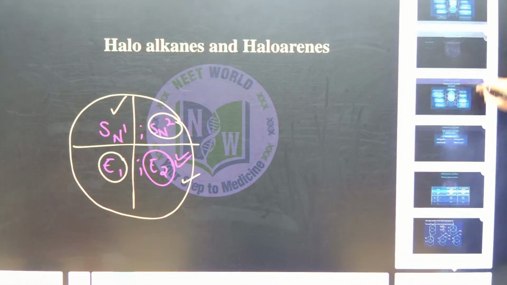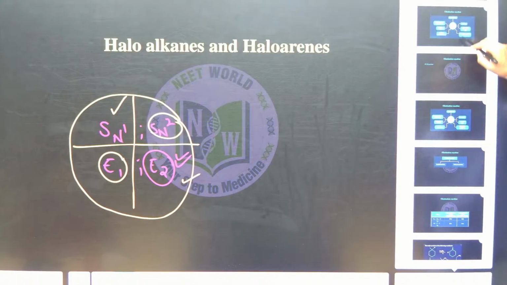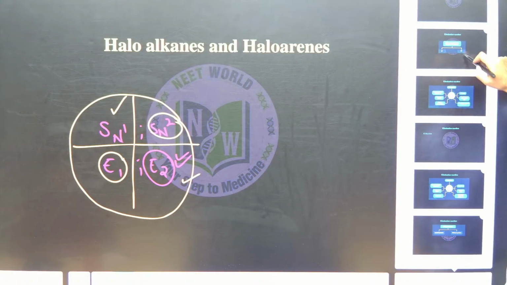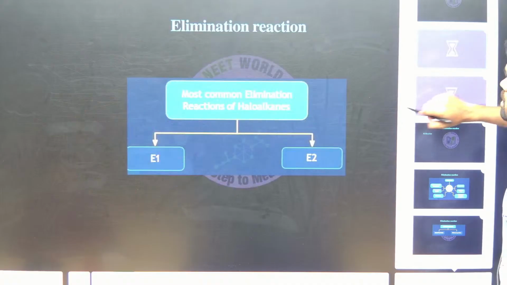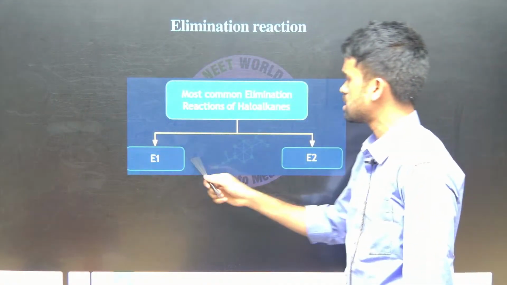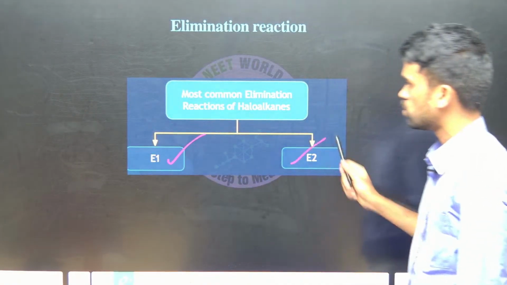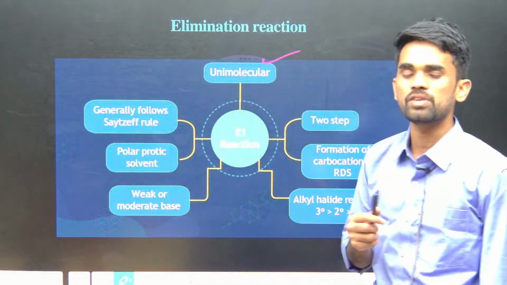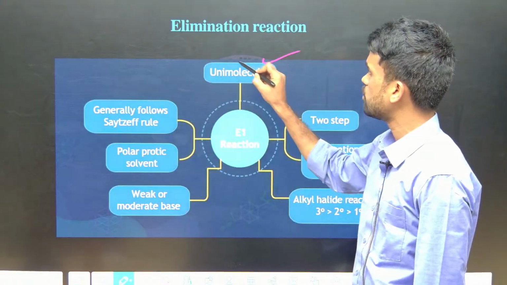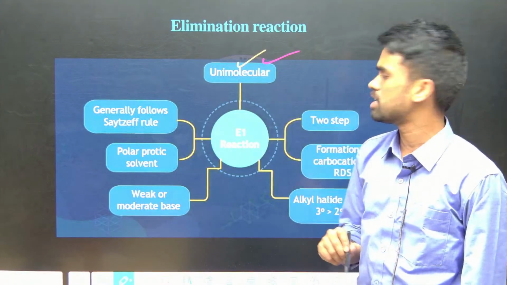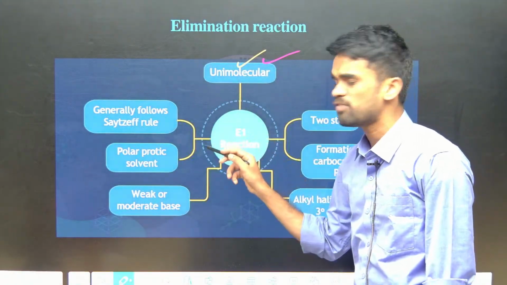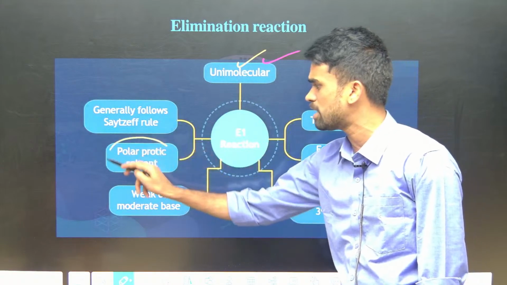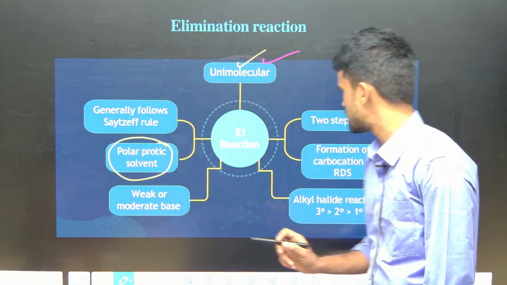These sessions are equally important for all the students who are preparing for JEE, NEET, EAPCET. We have covered E1 and E2 elimination reactions in the last class. Next, what are the properties to be remembered from E1 elimination? E1 is a unimolecular elimination reaction. It will be favored by what type of solvent? Polar protic solvent, that we discussed in the last class.